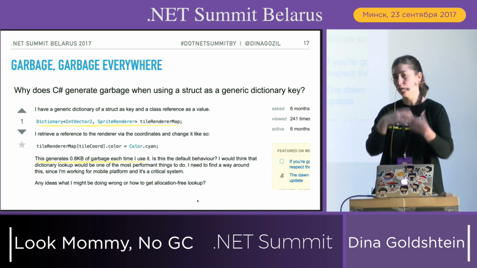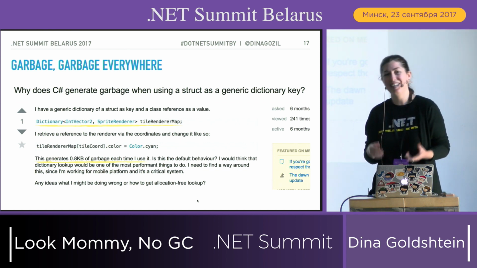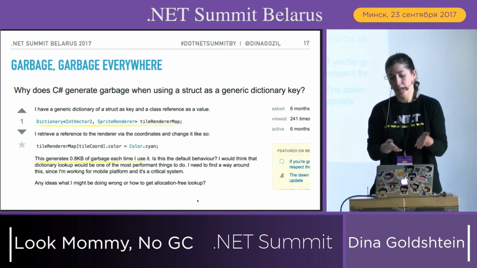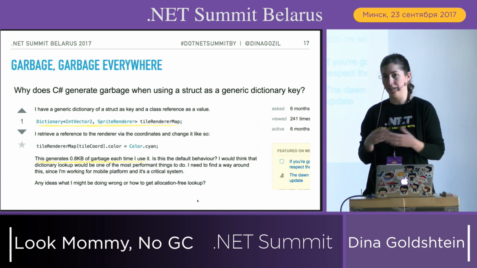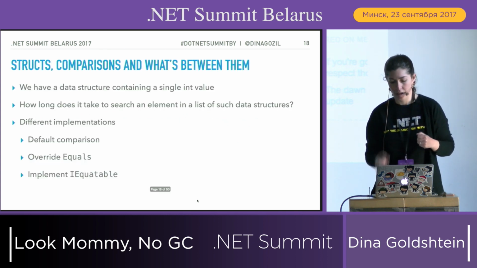So we don't have a lot of time, so I won't ask you if you know what the problem is. The answer is that there is boxing, because his vector is a struct, and a dictionary is a generic data structure, and there is boxing involved when he got this data outside.